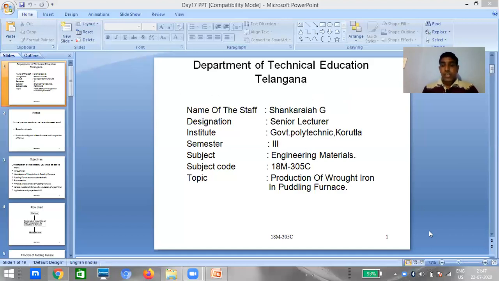And see here, in this one, what we are going to discuss is production of wrought iron in a puddling furnace. So in the previous session, we have discussed pig iron. Now we are going to discuss the production of wrought iron in a puddling furnace. So how the wrought iron will be produced in a puddling furnace, and what are the reactions that will take place, and what is the construction. These things we are going to discuss in this session.